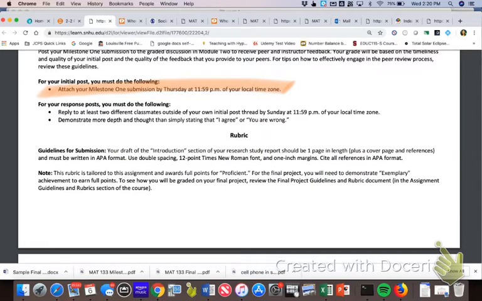And then another portion of your grade is your replies. So as you can see here, you need to make sure that you reply to at least 2 different classmates outside of your own initial post by Sunday. So for example, I upload my introduction. Somebody makes a comment about my introduction. My comment to their comment doesn't count. I need to make sure that I reply to at least 2 different introductions for other students in my class. And of course, more than 2, that's great. I mean, the more the better, of course. We're all here to learn from each other.